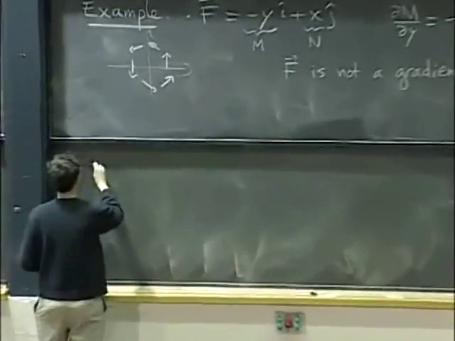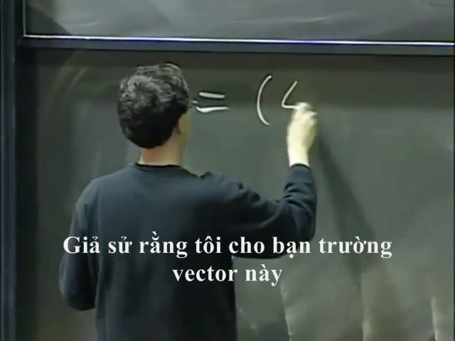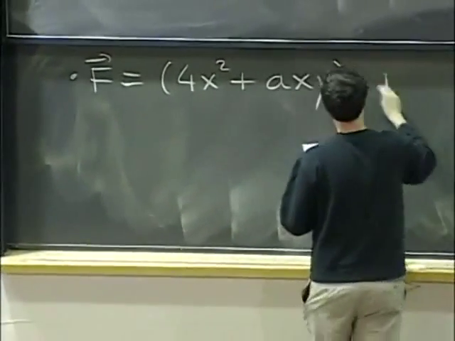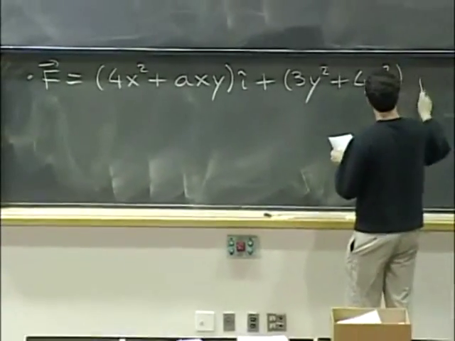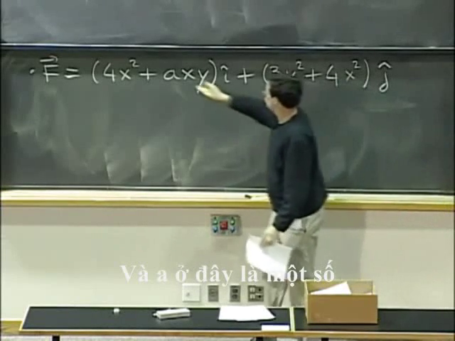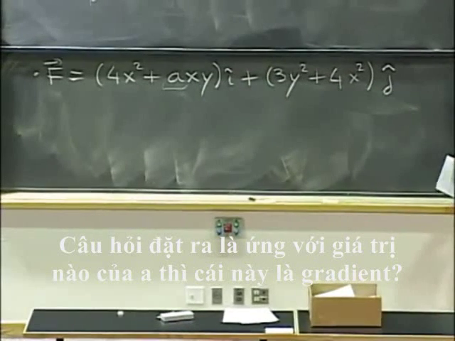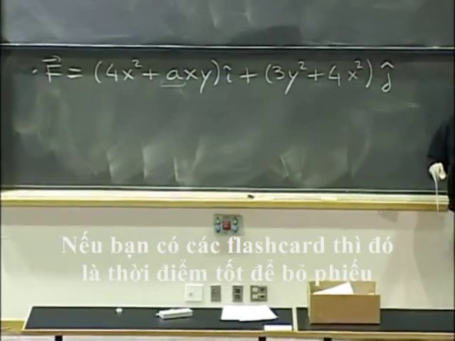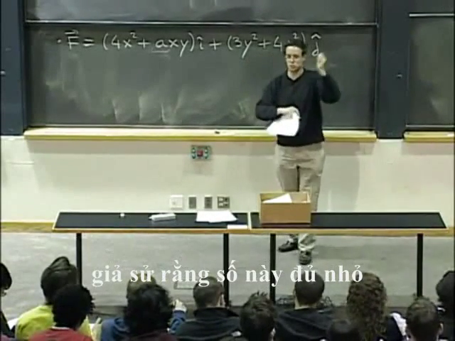Okay, let's do another example. So let's say that I give you this vector field. And the question is, so this A here is a number. The question is, for which value of A is this going to be possibly a gradient? So if you have your flashcards, then that's a good time to use them to vote, assuming that the number is small enough to be made with.